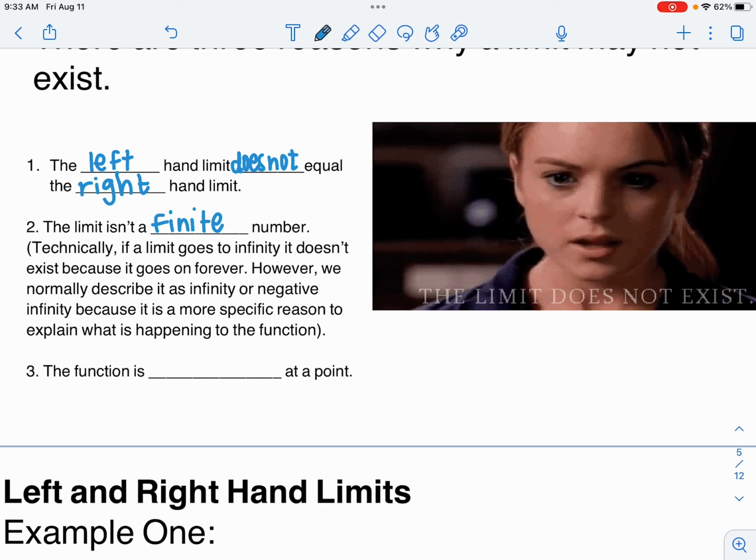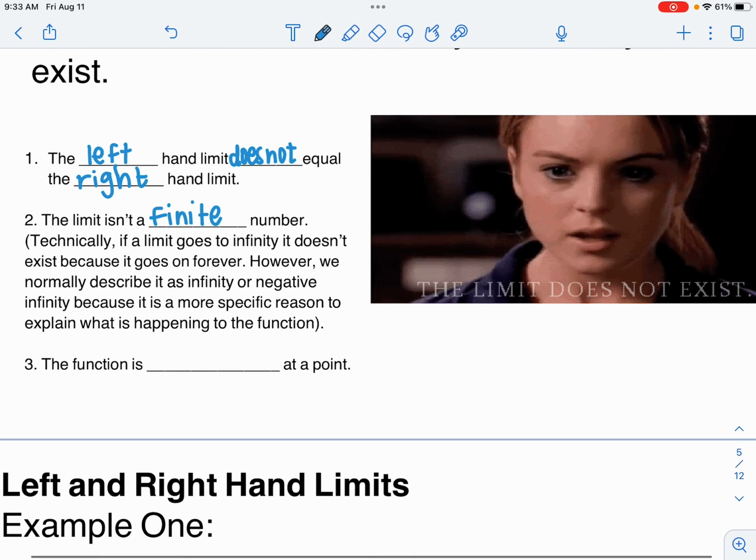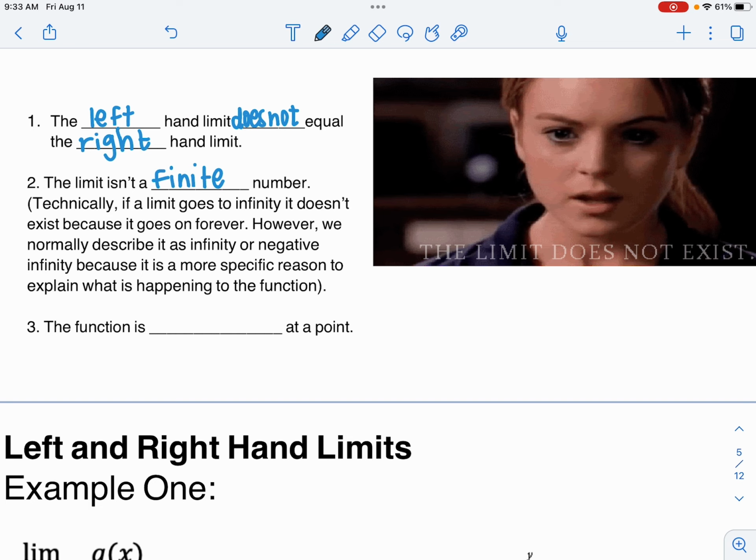For example, it might go to infinity. And so infinity technically means the limit doesn't exist, but we don't usually write does not exist if it's infinity, just so we can be specific with why it doesn't exist. So I wrote here, technically, if a limit goes to infinity, it doesn't exist because it goes on forever. It never reaches a finite number. However, we normally describe it as infinity or negative infinity because it's a more specific reason to explain what is happening to a function. And then the last one, this is probably a word that you haven't heard before, and I'll show you an example of this in a second. It says the function is oscillating. And I will show you what that means in a second.